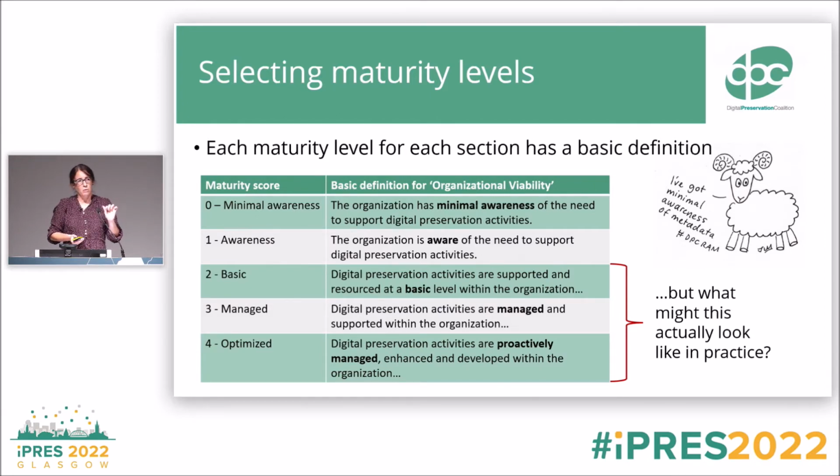So the first 2, 0 and 1, I think it's fairly easy to work out if you are or aren't sitting within that scoring bracket. For the other ones, from 2 to 4, I think it's a bit harder to work out, are we basic or are we managed? So what we've done within the model is create a whole load of examples which just give a sense of what that might look like for your organisation.